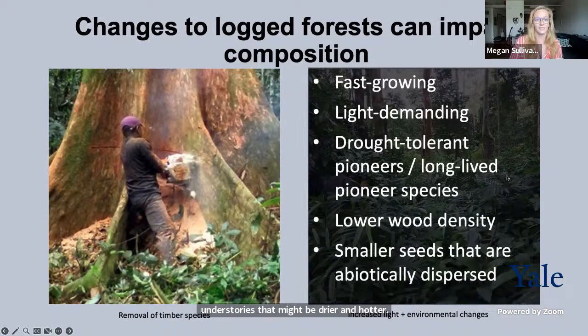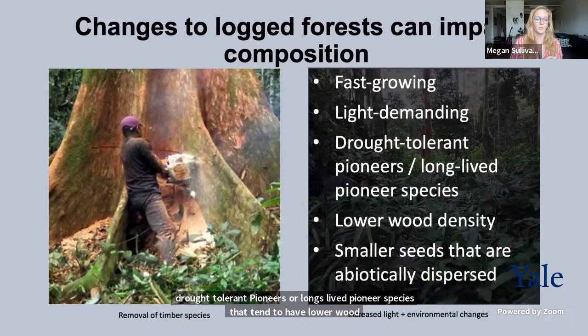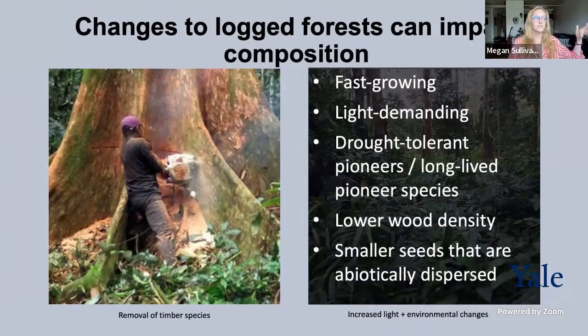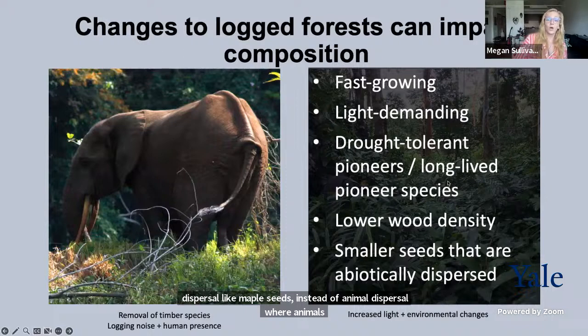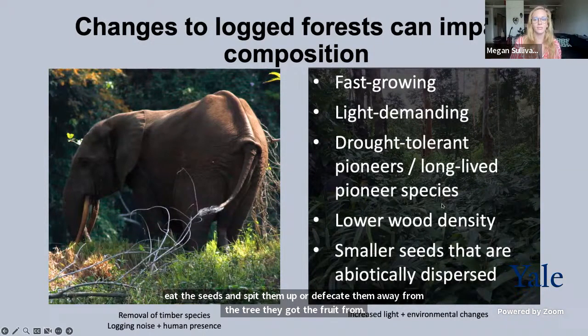long-lived pioneer species that tend to have lower wood density and typically also tend to have smaller seeds that are abiotically dispersed. So abiotic dispersal would be something like wind dispersal, as in maple seeds, instead of animal dispersal, where animals eat the seeds and then spit them out or defecate them away from the tree that they got that fruit from. Additionally, the logging noise and the human presence can scare away animals, as I said before, which is another reason that the regeneration of animal dispersed species could be reduced in recently logged forests.